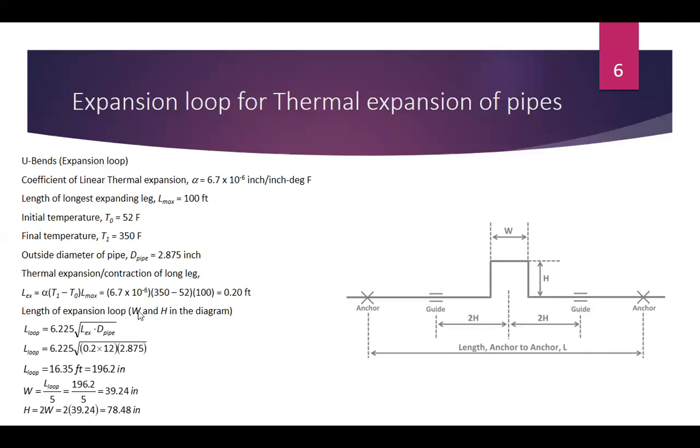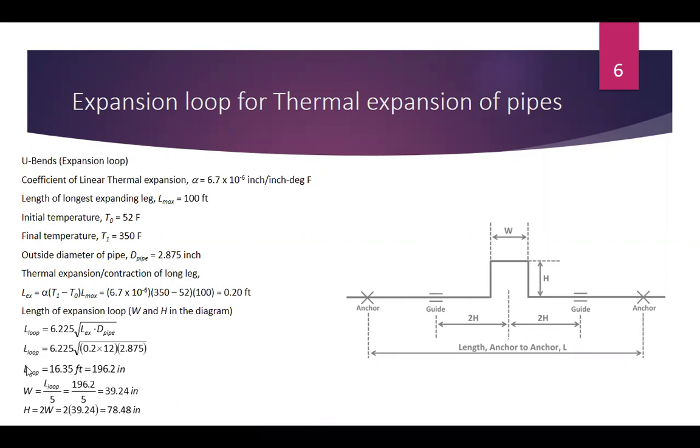Okay, so the length of expansion loop is W and H is equal to L. The loop is 6.225 times the square root of L times D of pipe, which is 6.35 feet. Ano yung length of expansion loop? Ito. The length of expansion loop is 2H plus W plus H. Ang H mo is 2W, di ba? So, 2W plus 2W plus W is 5W. So, kaya yung W mo is the length of expansion loop divided by 5.